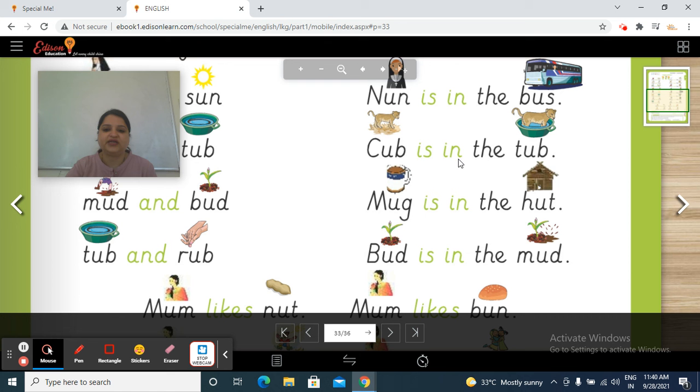Curb is in the tub. Curb कहाँ पे है? Tub के अंदर. Okay. Curb is in the tub.